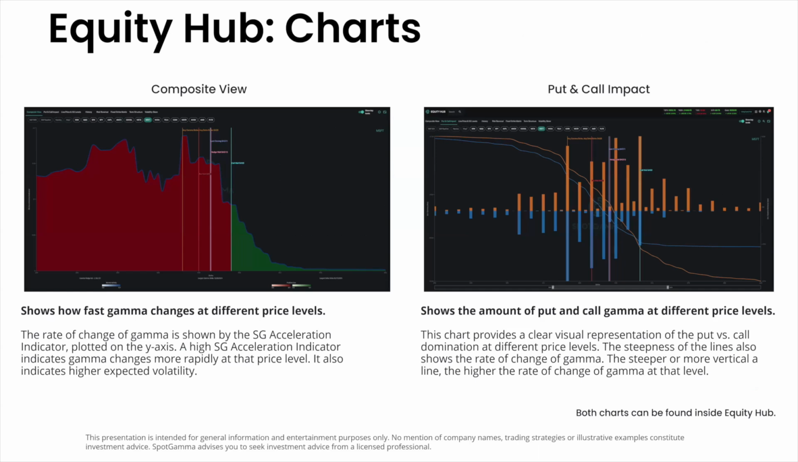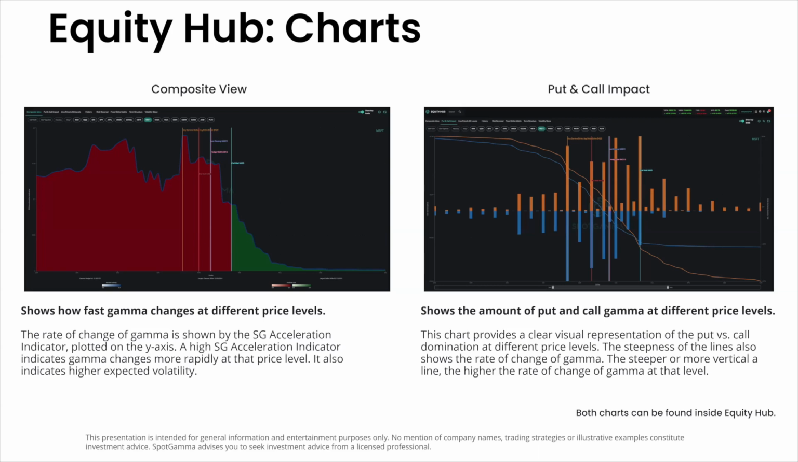There are a variety of charts available in Equity Hub. They are also proprietary to SpotGamma and updated daily. I'll look at two key charts for intraday trading. The composite view chart shows the rate of change in gamma at different price levels. A high SG acceleration indicator indicates gamma changes more rapidly at that price level. It also indicates higher expected volatility. The SG acceleration indicator is shown on the vertical axis and strike price on the horizontal axis.